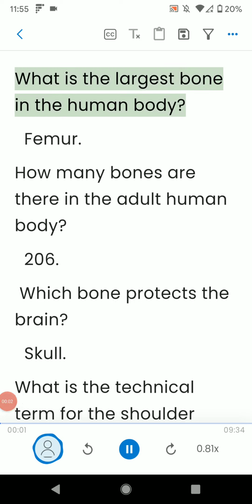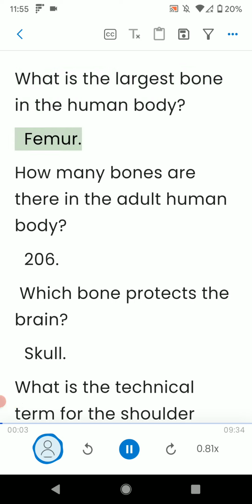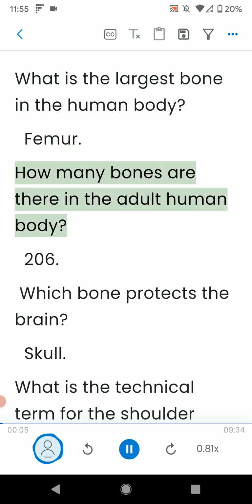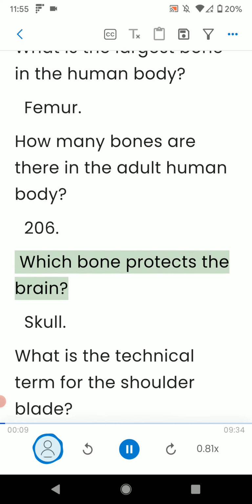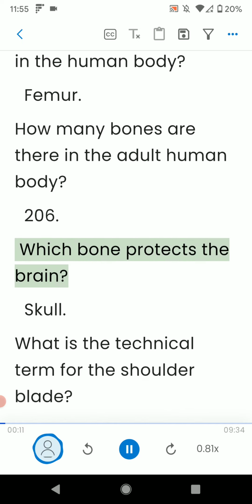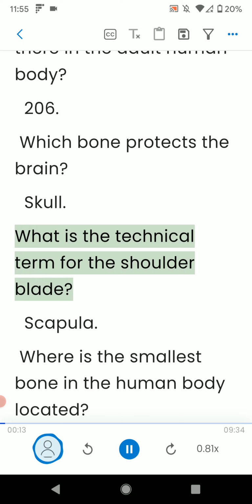What is the largest bone in the human body? Femur. How many bones are there in the adult human body? 206. Which bone protects the brain? Skull. What is the technical term for the shoulder blade?